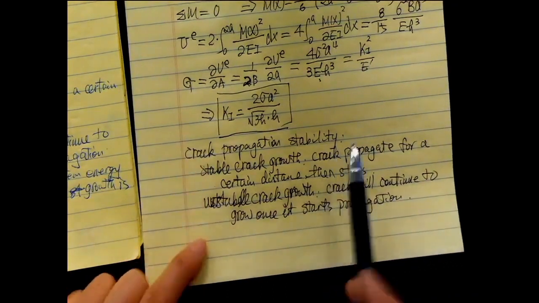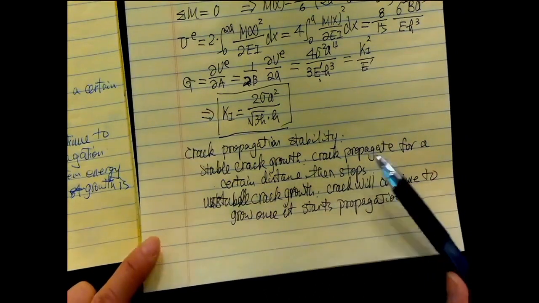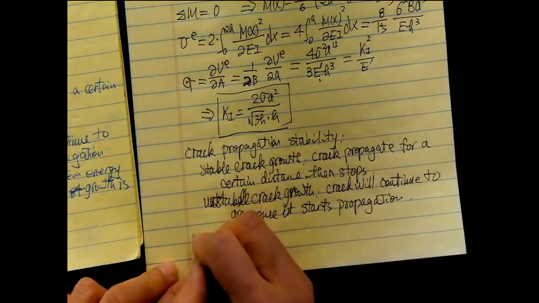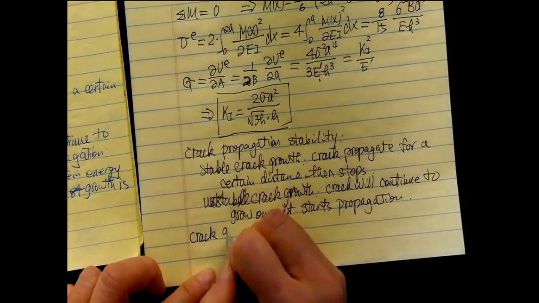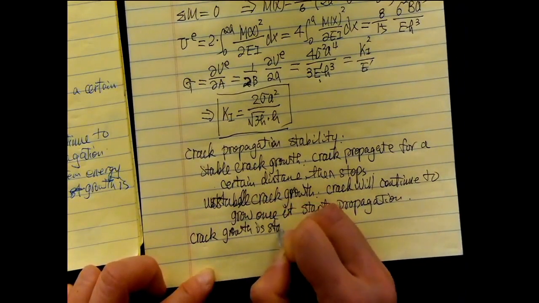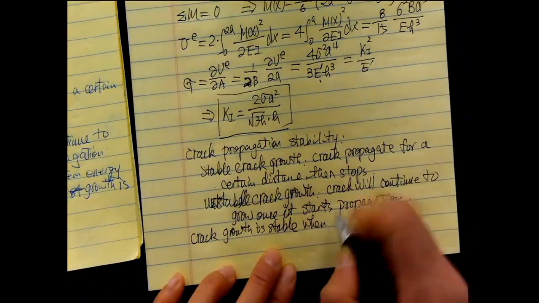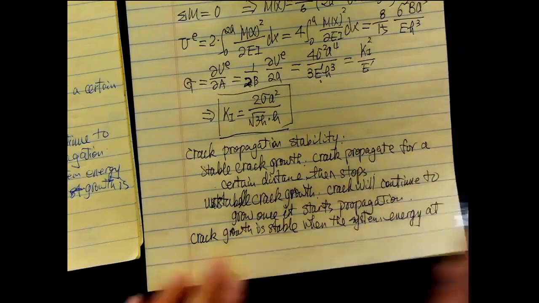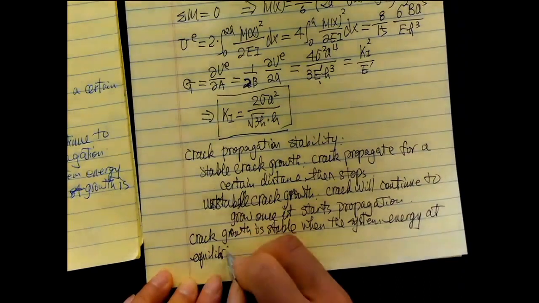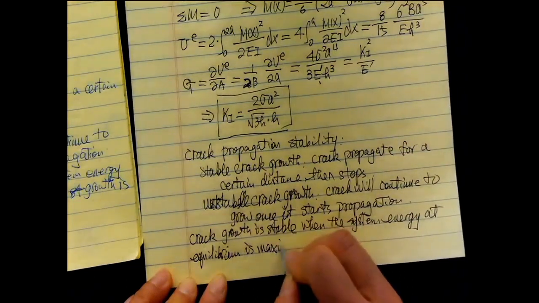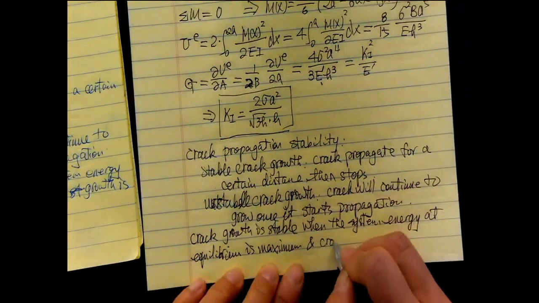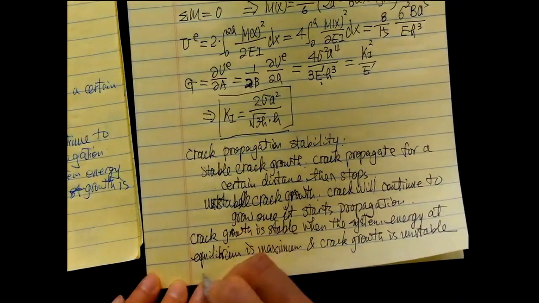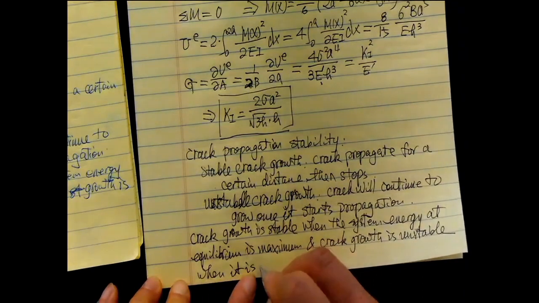So the question then is, how do we determine whether the crack, once it starts to grow, will be stable or unstable? The criterion, again, we have lots of criteria in fracture mechanics, is that the crack growth is stable when the system energy at an equilibrium is maximum, and the crack growth is unstable when it's linear.